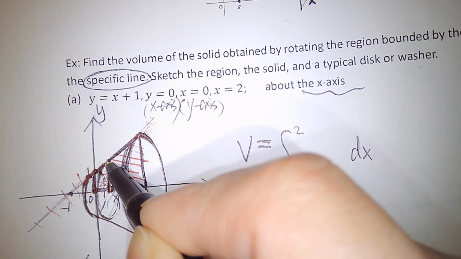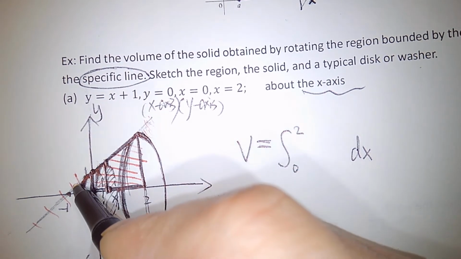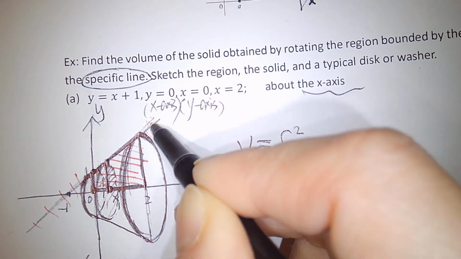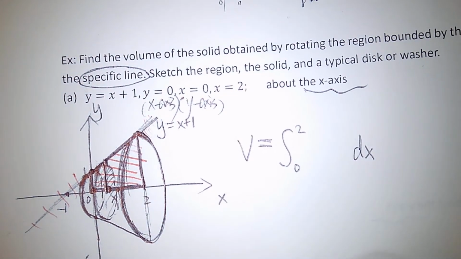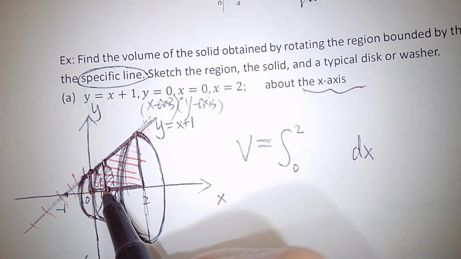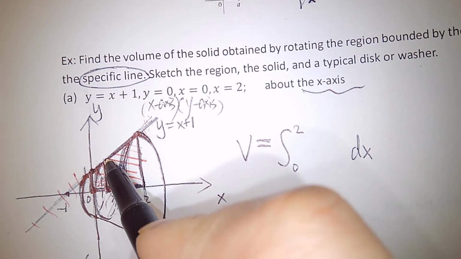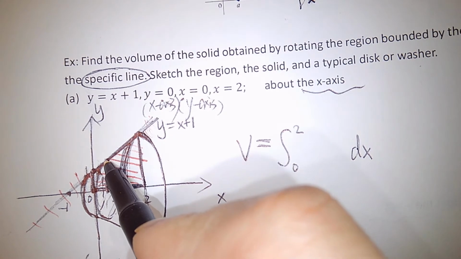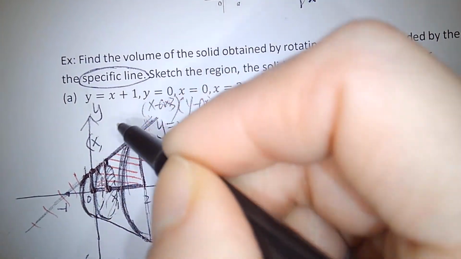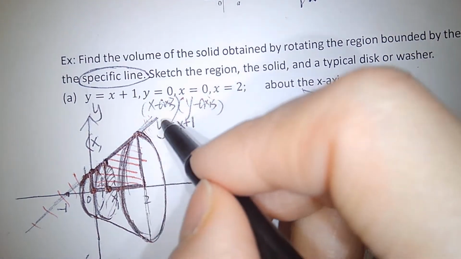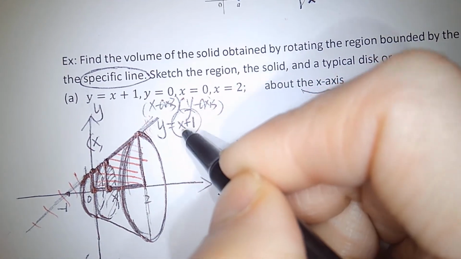Remember, this point is a point on this line, right? What line? y equals x plus 1, right? So when x equals x, what is the y value here? This point has coordinates x and what? y, right? What is y? Can you tell?